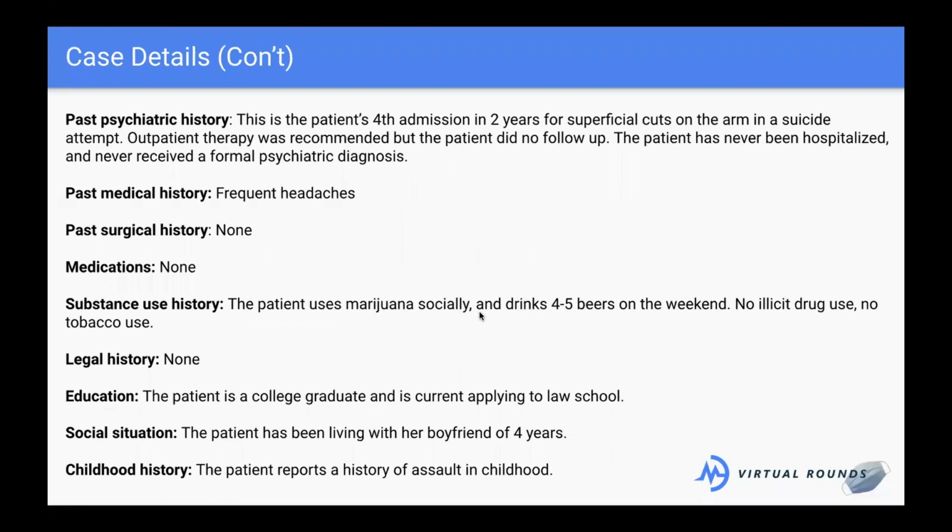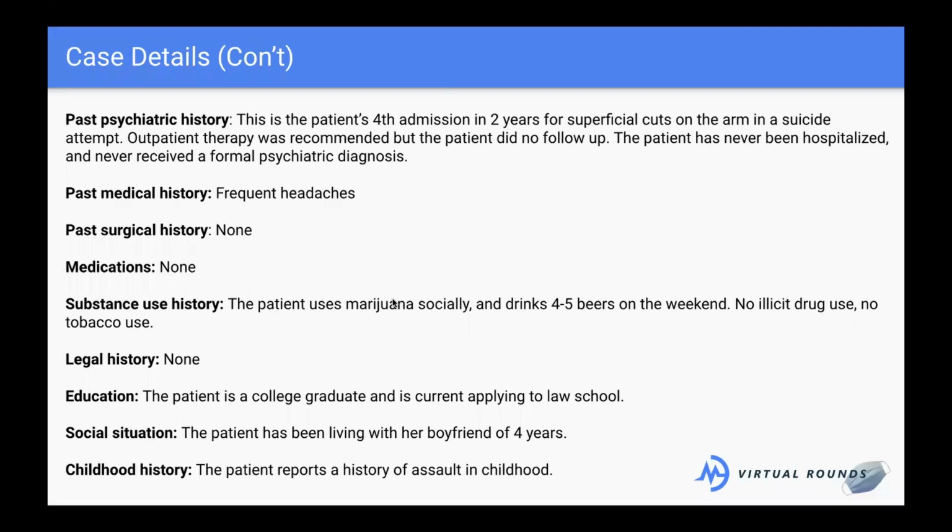So here's a little bit more about our history. We're jumping around a little bit, but this is going to go back up in the subjective part of the SOAP note. She has been admitted actually 4 times for similar things. She has superficial cuts on the arm always in a suicide attempt, according to her. At each admission, they said, you really need to do outpatient therapy, meaning not in the hospital. And that's what they recommended, but the patient didn't follow up. So she never actually ended up going to therapy, but she's never been hospitalized or kept involuntarily in the hospital. And she's never received a formal psychiatric diagnosis. So according to her, she's not even really sure why she had to go to the hospital so many times.